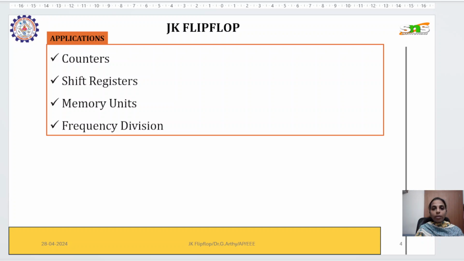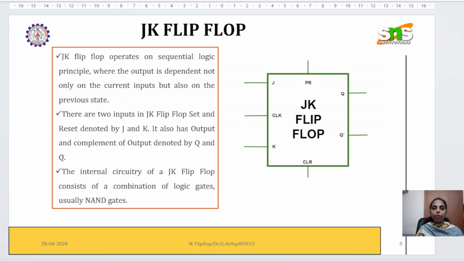And as we discussed above, flip-flops have common applications. They can be used in counters, shift registers, memory units, frequency division, digital clocks. All these things apply flip-flops. So this is the symbol of JK flip-flop. When we see a JK flip-flop, it has two inputs J and K, and it has a clock, and then two outputs are also there.